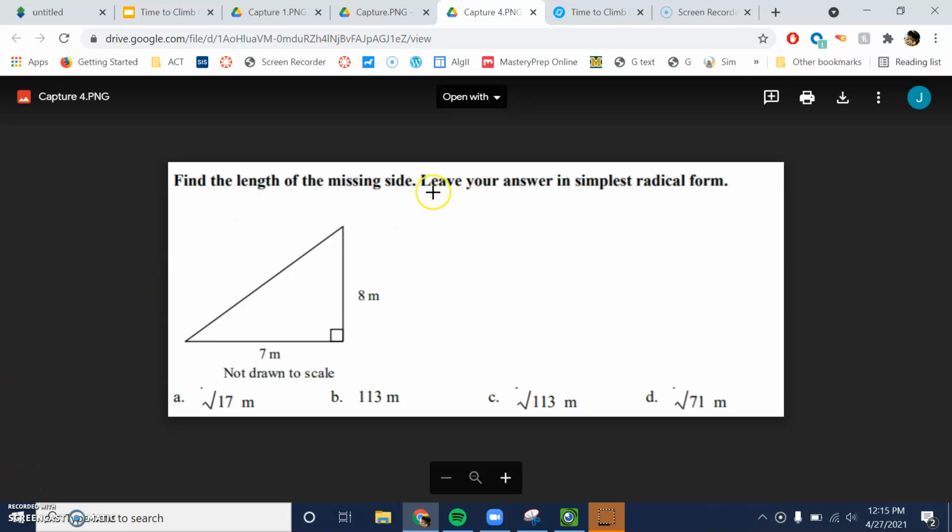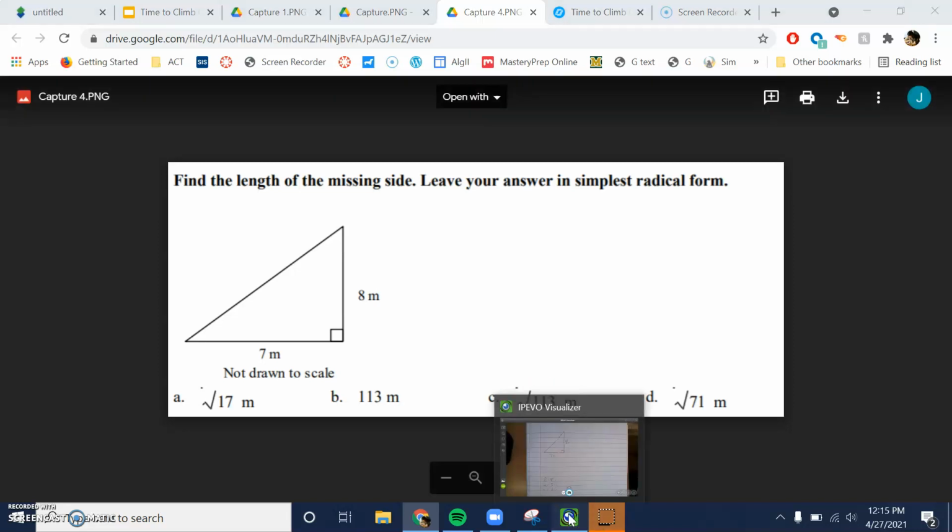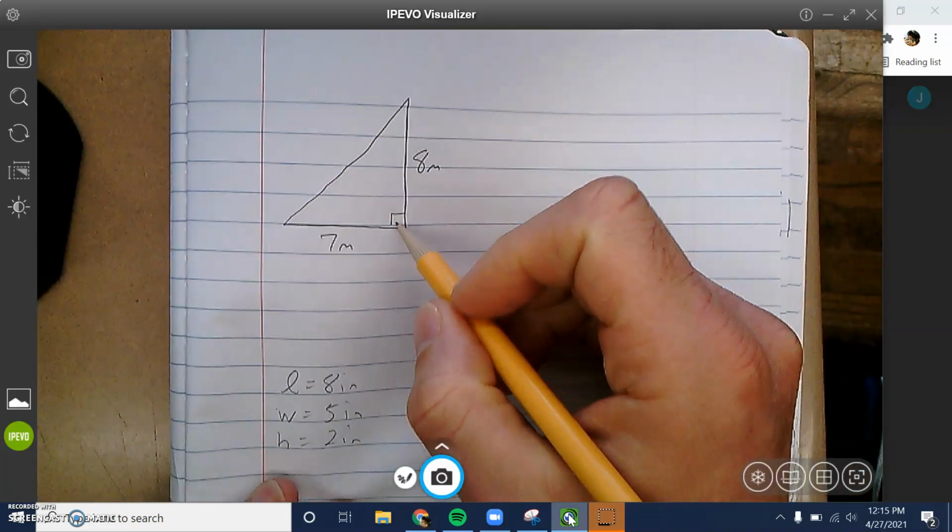Here we go. Find the length of the missing side of the triangle. This one right here. What is it? Ready, set, go. All right, here we go. So this is obviously a right triangle here.